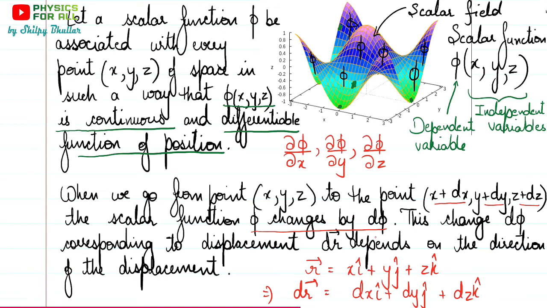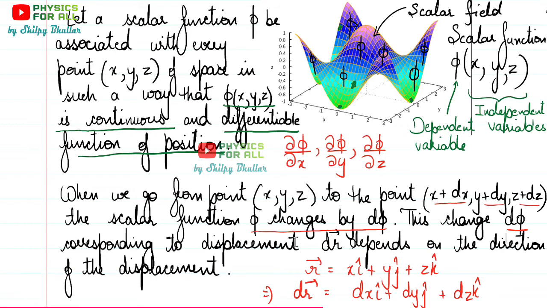Now what we are concerned with is, what is this dφ? What is the exact change? That exact change is always denoted by dφ, because it shows the complete change in phi due to all the three. And then there's one more thing that we are saying corresponding to displacement dr. It depends on the direction of displacement. When x, y, z are involved, that means all the three position coordinates, the space coordinates, are included.